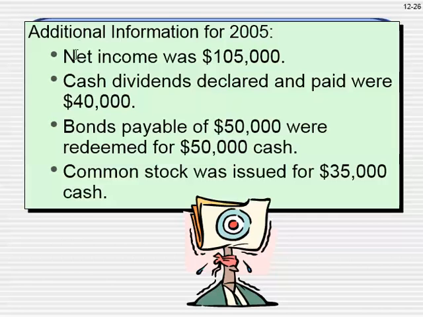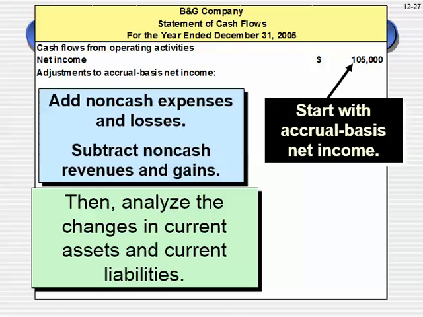Also tells us that net income was $105,000. Cash dividends declared and paid were $40,000. Bonds payable of $50,000 were redeemed for $50,000 in cash, and common stock was issued for $35,000 in cash. So we're going to prepare the entire statement of cash flows here. Start with, again, net income. That's our starting point, which we were told was $105,000.